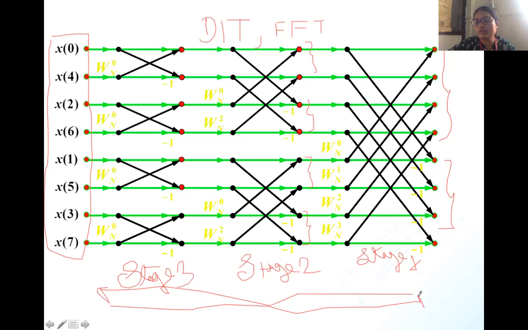But when we want to compute the DFT, we should start from left to right. We have developed the algorithm from right to left, but while performing the DFT computation, we should go from left to right. So we have to apply the bit reversed input to get the output. The first stage output should be calculated, then the second stage output, and finally the output is calculated. So this is the final flow graph for computation of DFT values via the DIT algorithm.